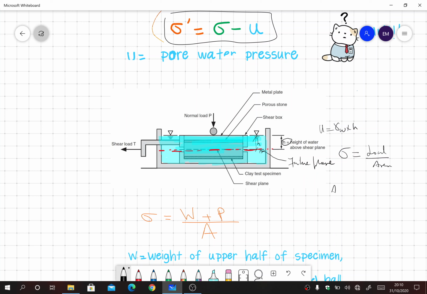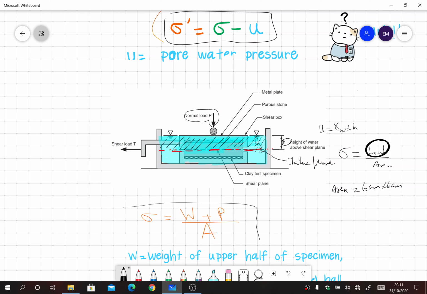So if you remember from the example, we know that the area of the direct shear box is 6 centimeter by 6 centimeter. And if we know the load, the top load on top of it will be all this load here. That means the load of the porous stone, the load of the upper half of the shear box, or the upper half of the sample also, and also it includes this ball which is used for the load transfer. And also the additional load that we are applying.